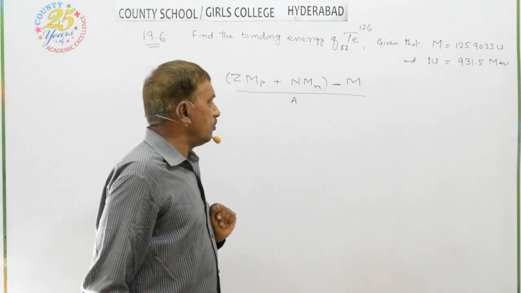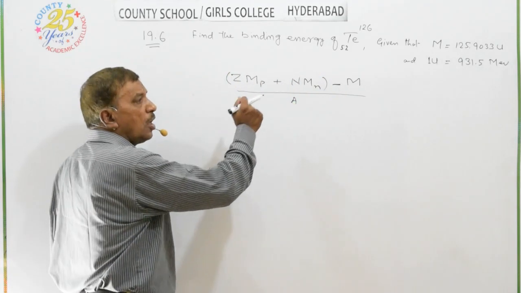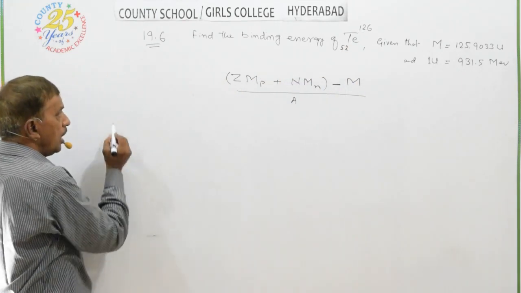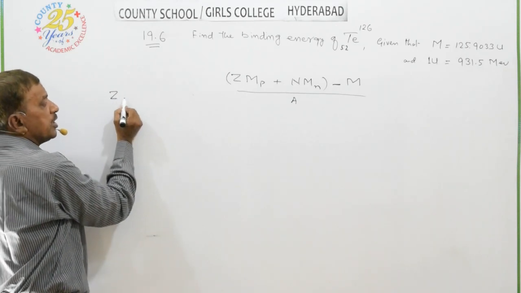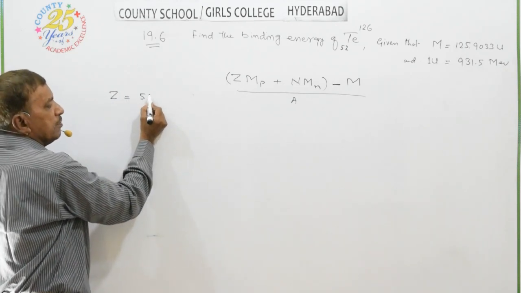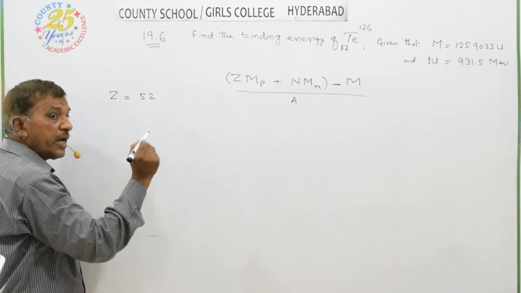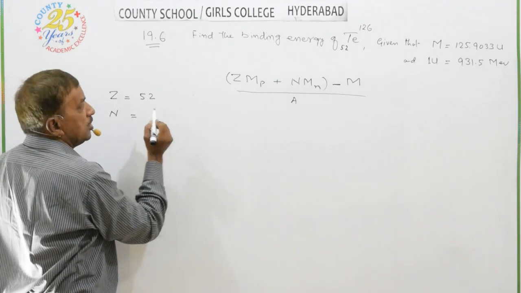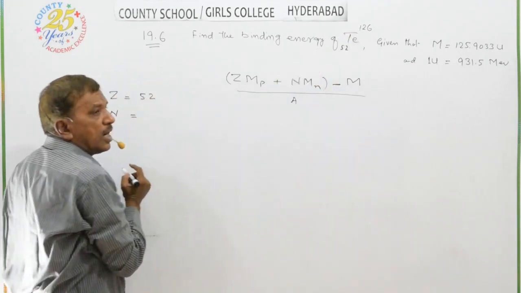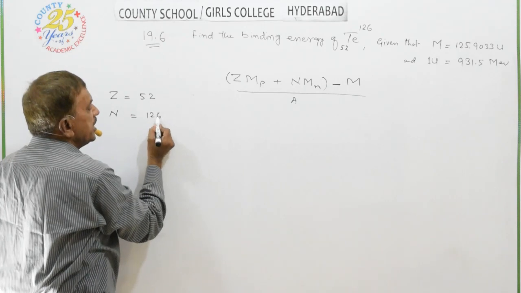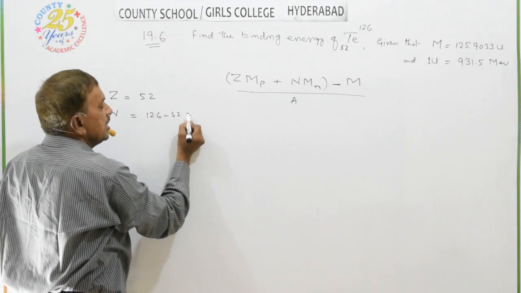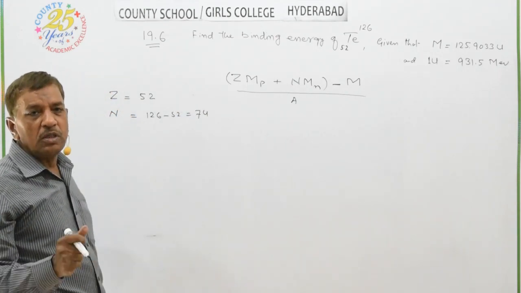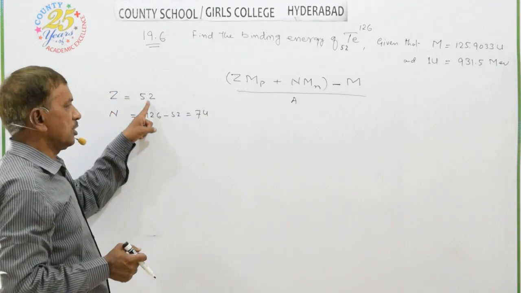Binding energy of tellurium: we know that there are 126 nucleons and there are Z protons in the nucleus of tellurium. And how to find the number of neutrons? The number of neutrons can be obtained when we subtract the charge number from the mass number. 126 minus 52 is equal to 74. So there are 74 neutrons in the nucleus, and 52 protons.